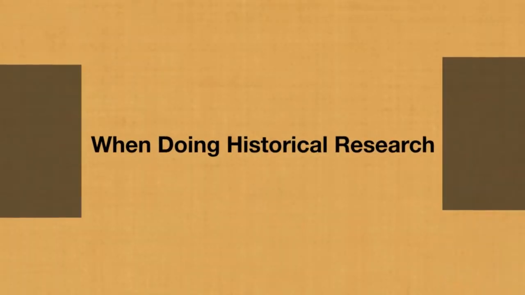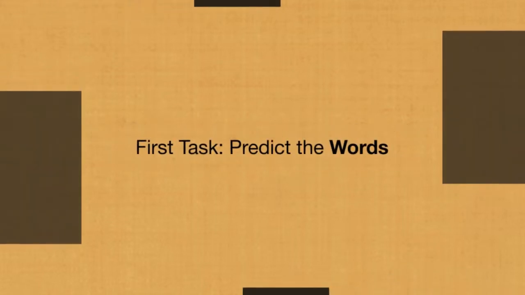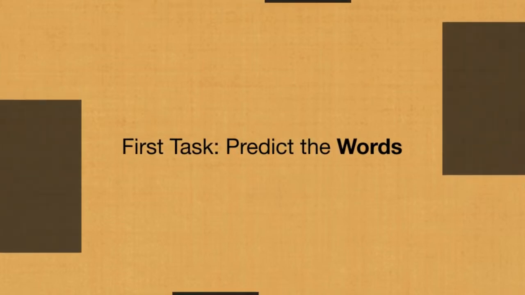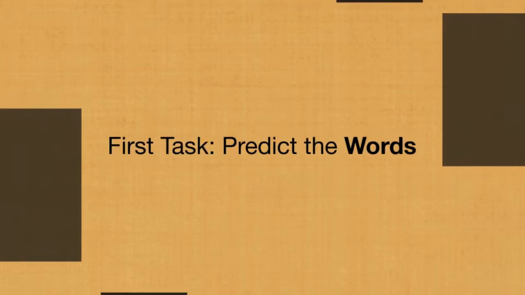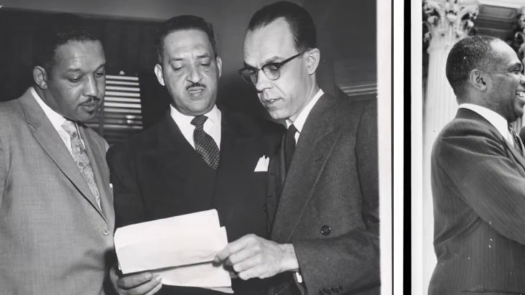When doing historical research, it will often be the case that no single term is sufficient for finding all relevant articles. Therefore, before I search a database, my first task is to predict the words that would appear in articles on my topic. This is not always an easy task.